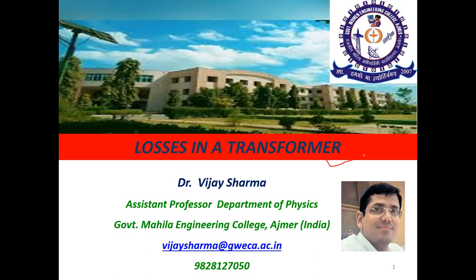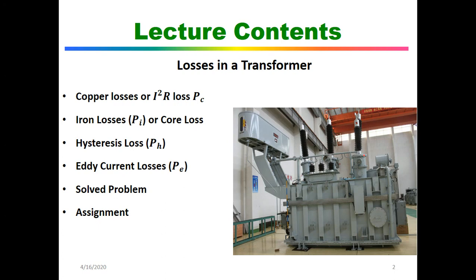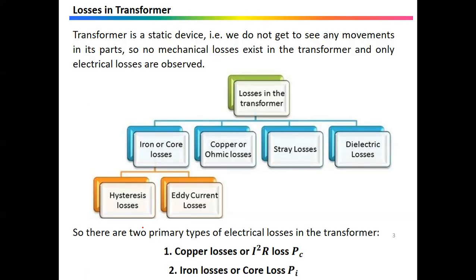So we will see what types of losses can occur in this transformer, and following are the contents of this video lecture, that is losses in transformer. In this lecture, we will study the copper losses, iron losses, hysteresis loss, and eddy current losses. We will also solve two problems related to the losses in the transformer, and two assignment problems are also given so that viewers can evaluate themselves. So let us begin.